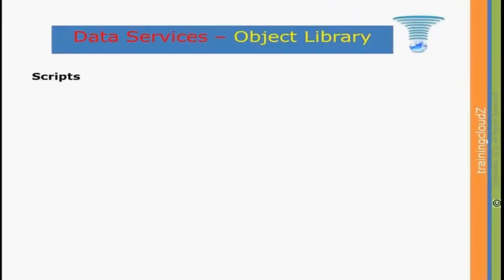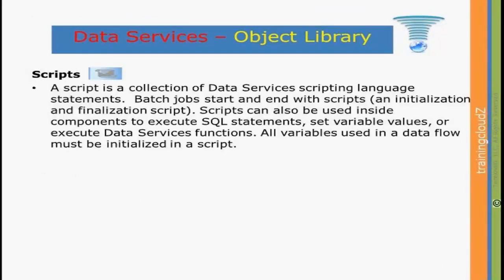I'm giving you the terminology. Scripts. A script is signified like this. A script is a collection of Data Services scripting language statements. Batch jobs start and end with scripts. An initialization and a finalization script is something which I recommend as part of each job. Scripts can also be used inside a component to execute an SQL statement, to set a variable, or to execute a Data Services function. All variables used in a data flow must be initialized in a script. Don't worry, guys, definition-wise you don't need to remember, but I'm trying to show what all we can do in a script.